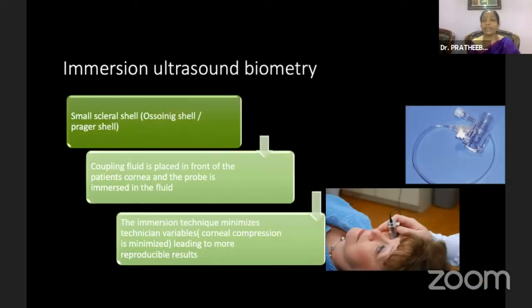Because of all these disadvantages, then came immersion ultrasound biometry, wherein there is a small scleral shell, as we see in this picture, the Prager shell. A coupling fluid, distilled water or saline, is injected into the scleral shell, and the probe is placed in the coupling fluid. Here we see a patient lying down, and the probe is placed in the coupling fluid. This immersion technique minimizes the technician variables. Corneal compression is minimized, leading to more reproducible results.